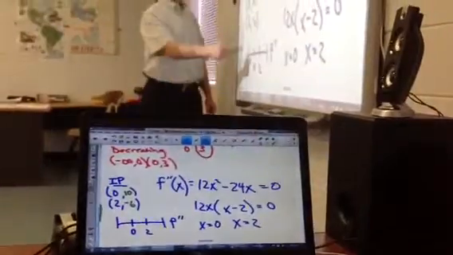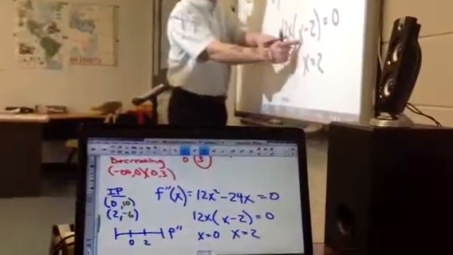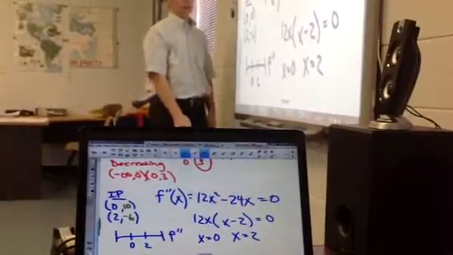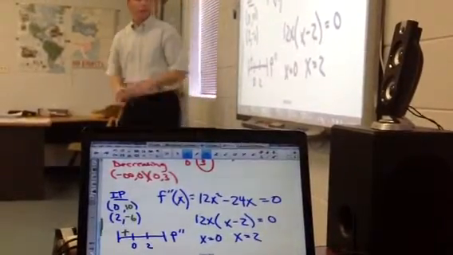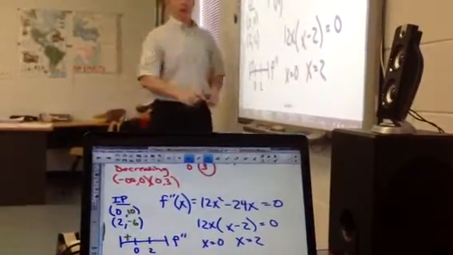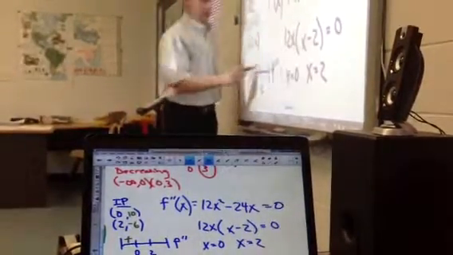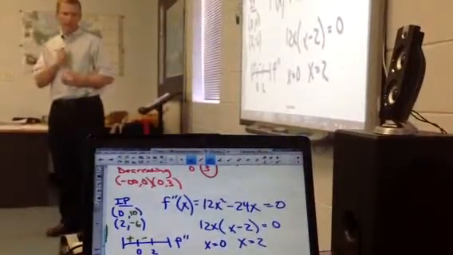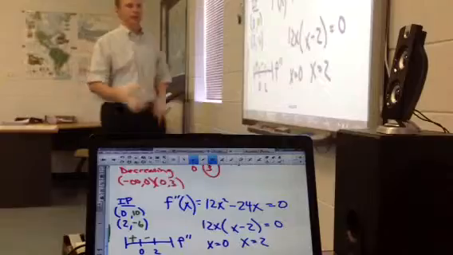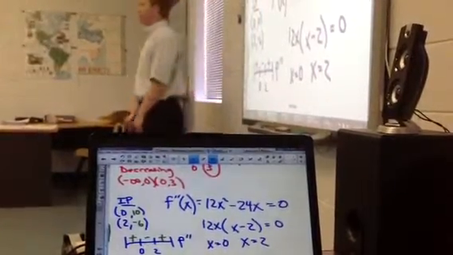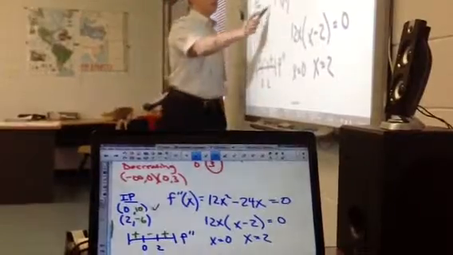So I plug in a negative 1 into my second derivative: negative in front, negative in middle. That's negative times negative, which is positive. From 0 to 2, I plug in a 1. That's positive, that's negative, that's negative. So 0 is a real inflection point. And then I plug in a 3, and it's positive, positive, positive. 2 is also a real inflection point. So good for both of them.